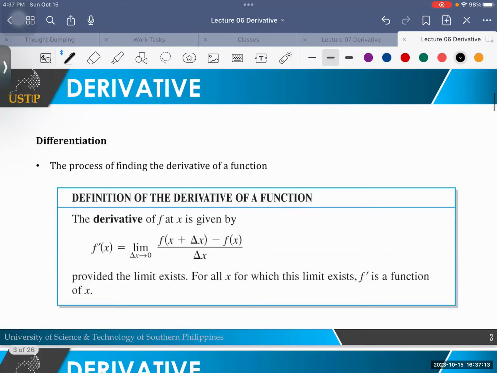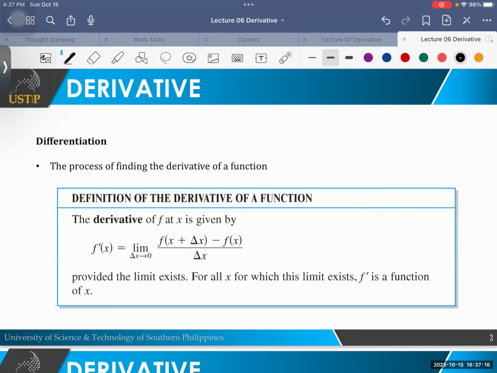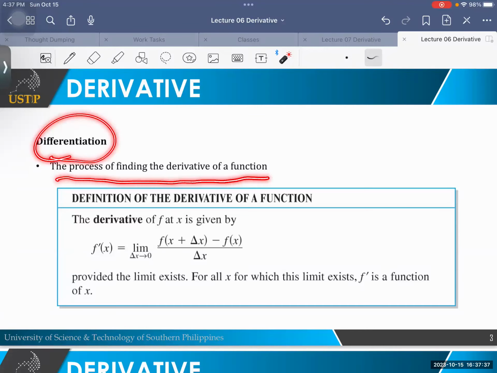Okay, so we have this definition now. What is the process of finding the derivative of a function? We call that differentiation. So if you encounter a problem that says differentiate this function, it means you need to get the derivative of that function. Again, differentiation is the process of finding the derivative of a function.